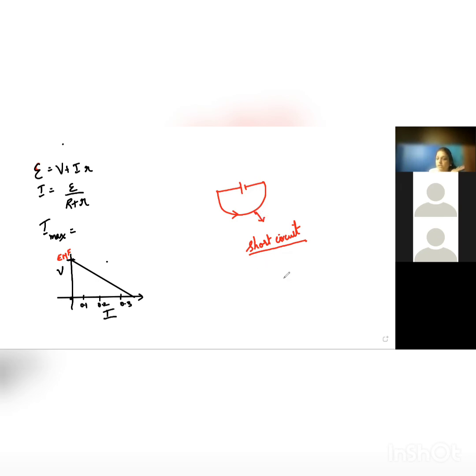There are some students in the lab. They come to the socket. They will connect this socket using a wire. The whole thing gets burnt. So it is very dangerous. One thing is it causes damage.